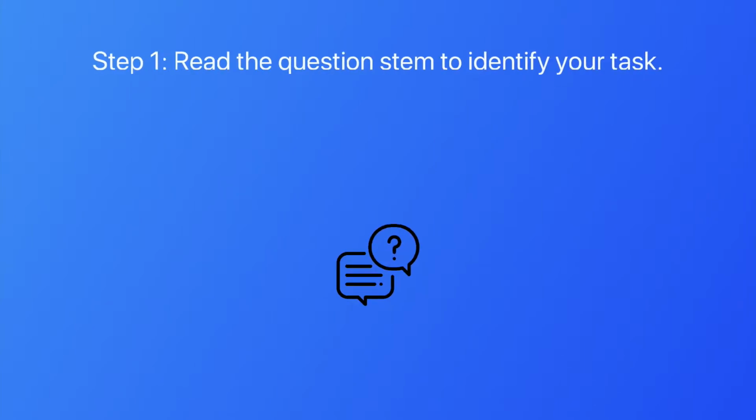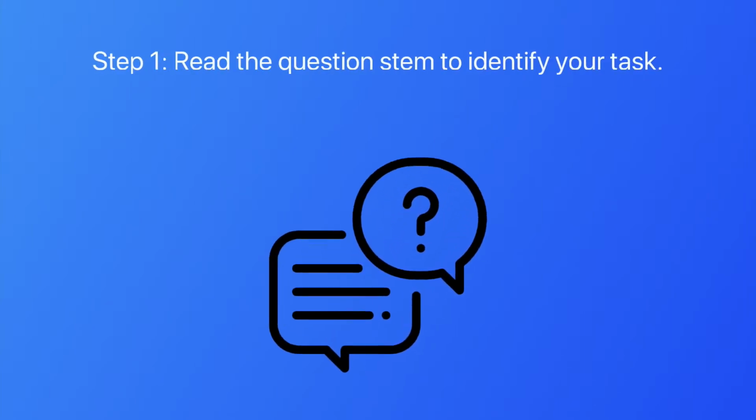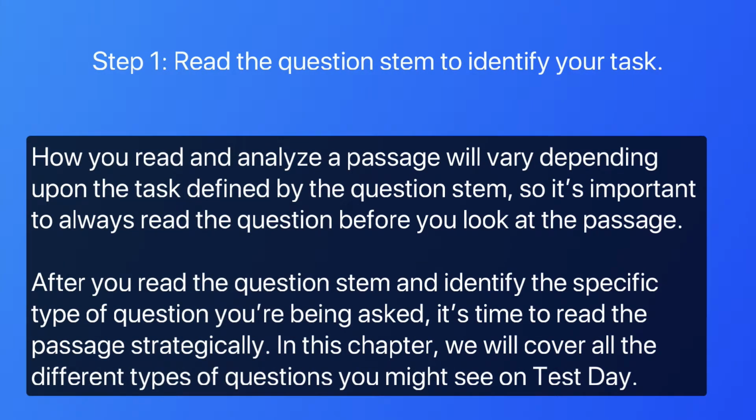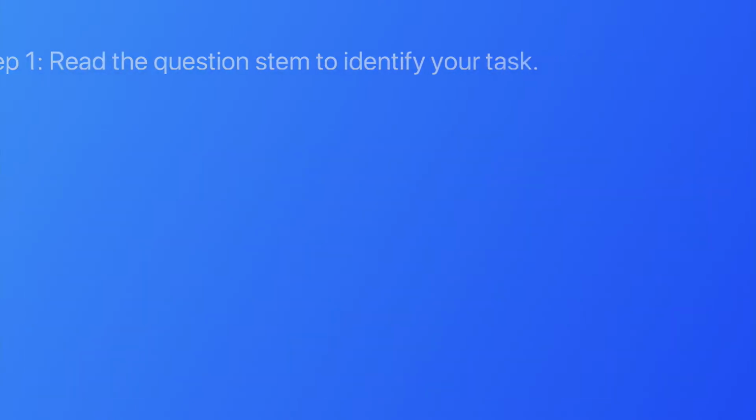Step 1. Read the question stem to identify your task. How you read and analyze a passage will vary depending upon the task defined by the question stem, so it's important to always read the question before you look at the passage. After you read the question stem, identify the specific type of question you've been asked. It's time to read the passage strategically. In this chapter, we will cover all of the different types of questions you might see on test day.